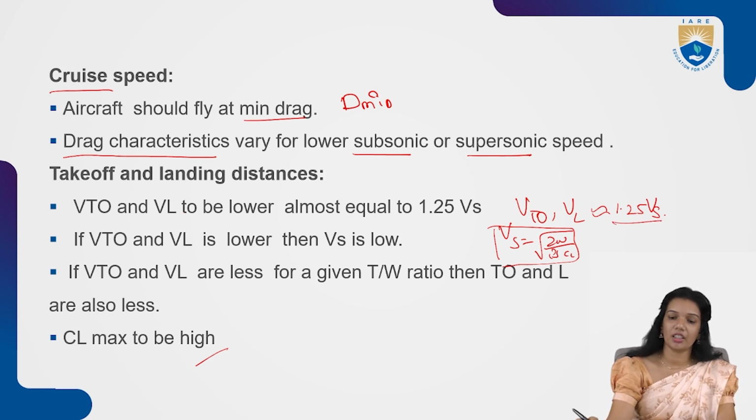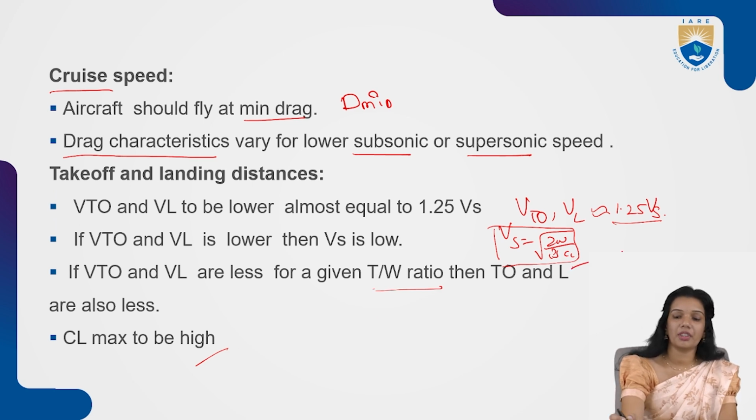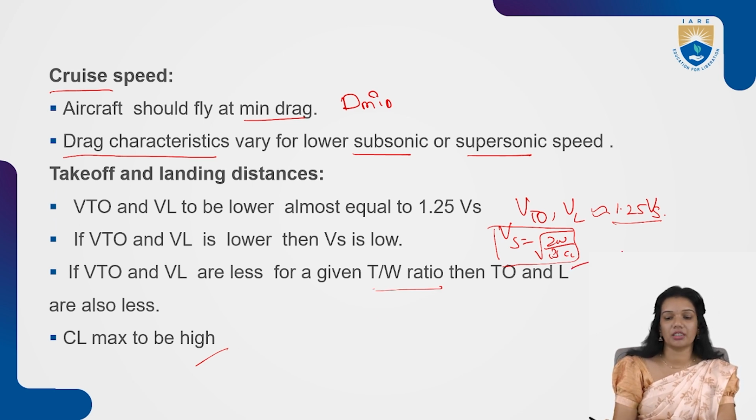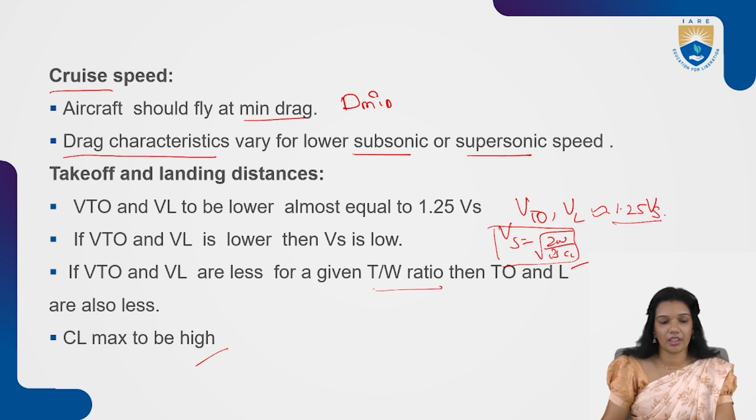If these are low, then VS is going to be low. If VS is low for a given thrust to weight ratio, then your takeoff and landing distances are also going to be low, and therefore from the equation, we know that CL is going to increase, which is what is expected at the end, right?